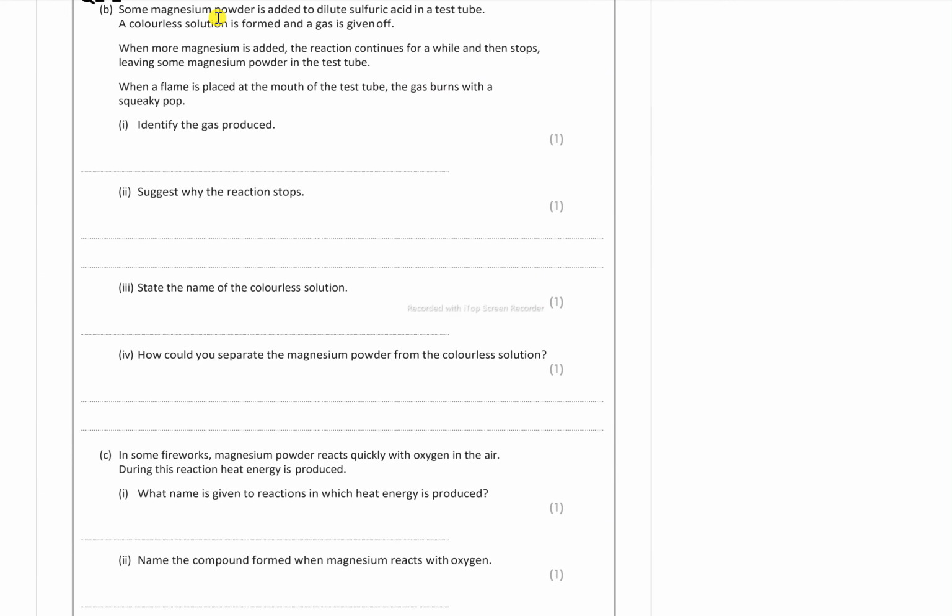The magnesium powder is added. A colorless solution forms and gas is given off. When more magnesium is added, the reaction continues, then stops. Some magnesium powder is left in there. When a flame is placed at the mouth of the test tube, the gas burns with a squeaky pop. You put a flame at the mouth of a test tube and you hear a squeaky pop. That'll be hydrogen.